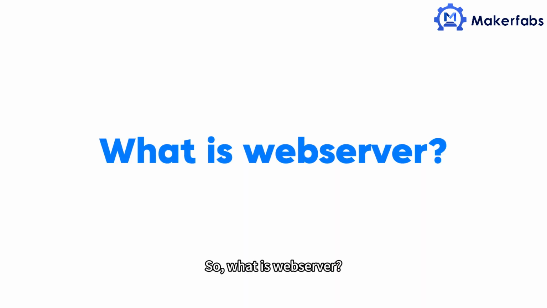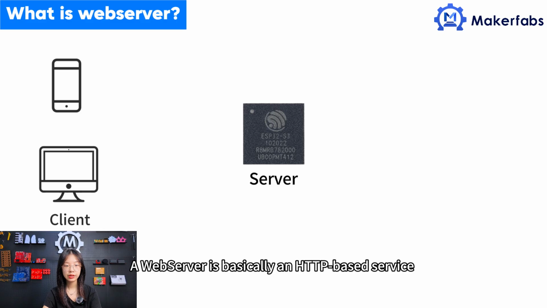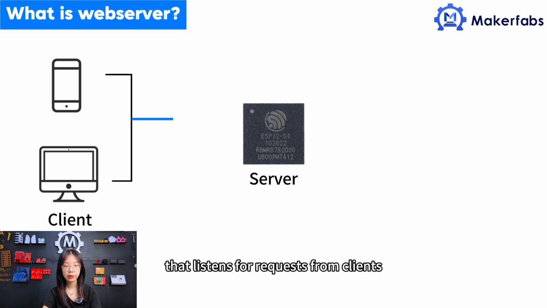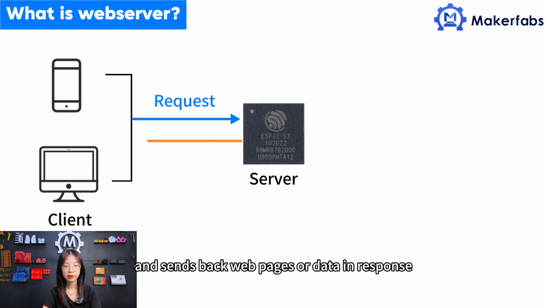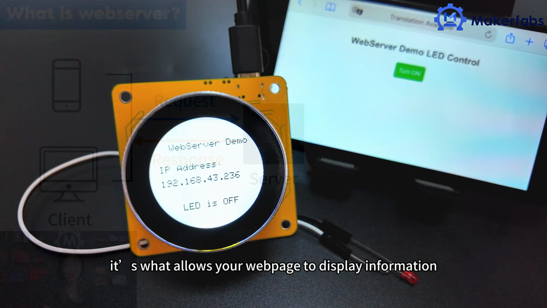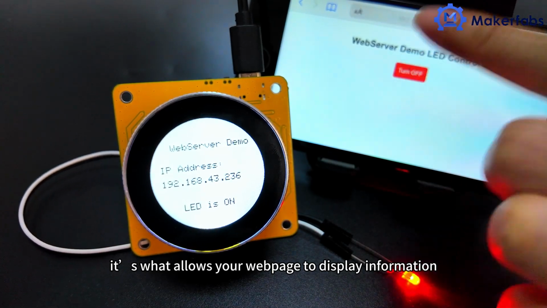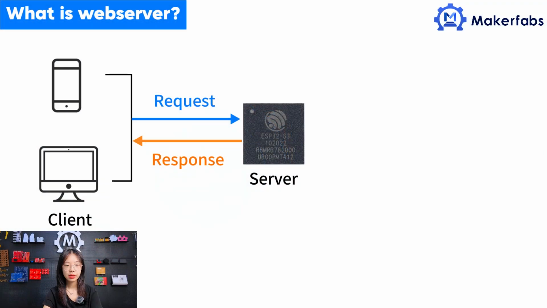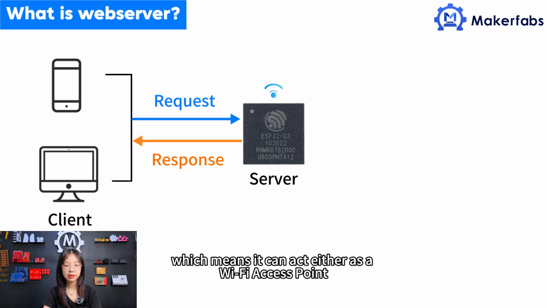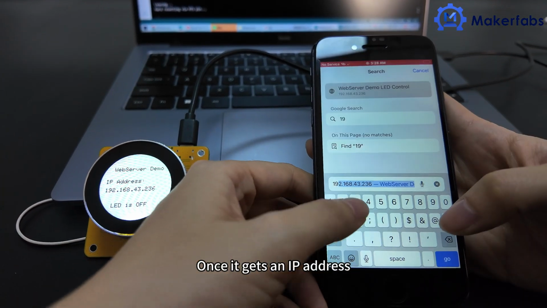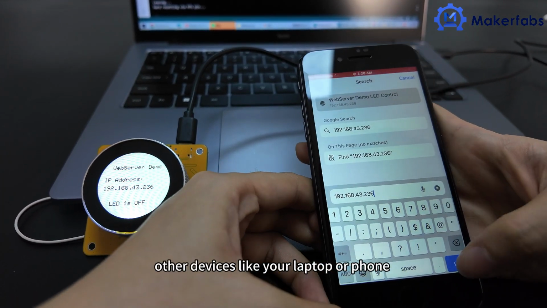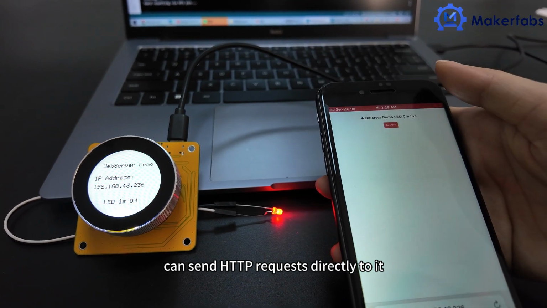So, what is a WebServer? A web server is basically an HTTP-based service that listens for requests from clients, like your phones or computers, and sends back web pages or data in response. In short, it allows your web page to display information and interact with the hardware. The ESP32 has a built-in Wi-Fi module, which means it can act either as a Wi-Fi access point or as a station connecting to an external router. Once it gets an IP address, other devices, like your laptop or phones, can send HTTP requests directly to it.